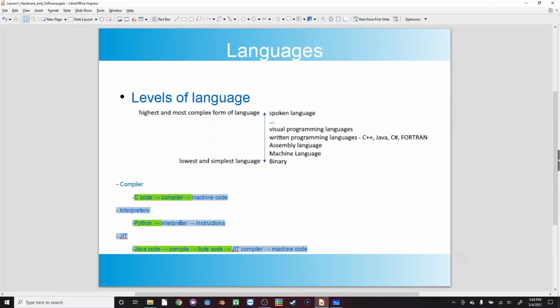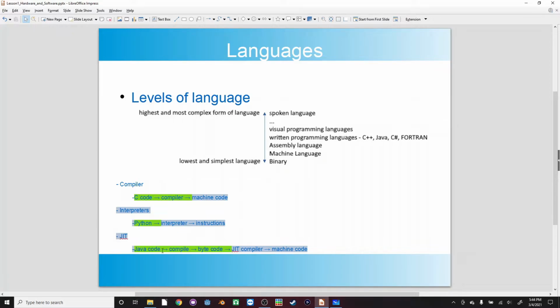So now the interpreter is doing two things. It's converting and executing code at the same time. For C and C++, it's just running the code. It does not have to translate. So Java does a little bit of both, and that's one of the interesting things about Java.